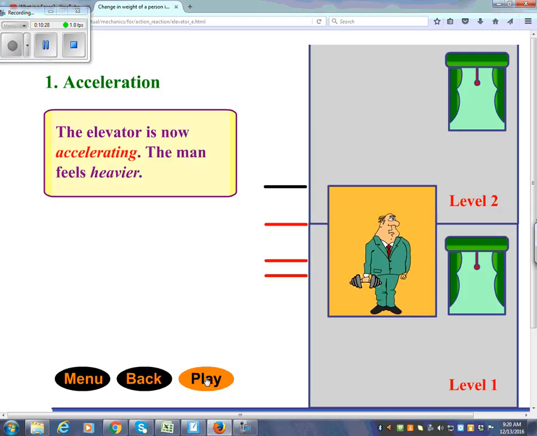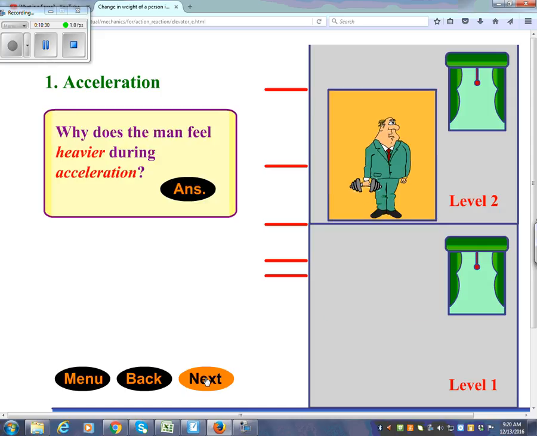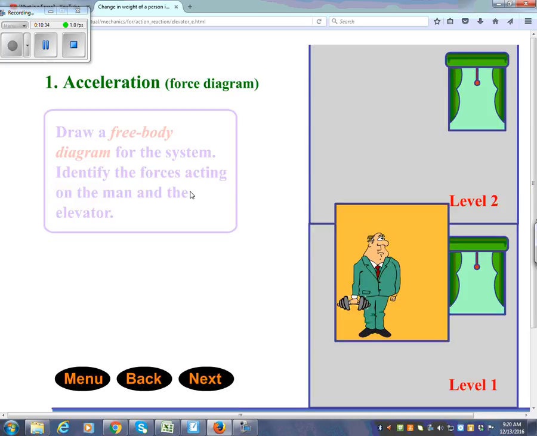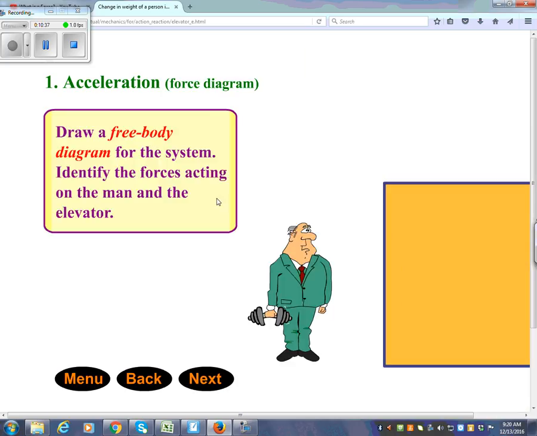So the man is heavier at the start. Why does the man feel heavier at the start? Okay, here's the free body diagram if you want.